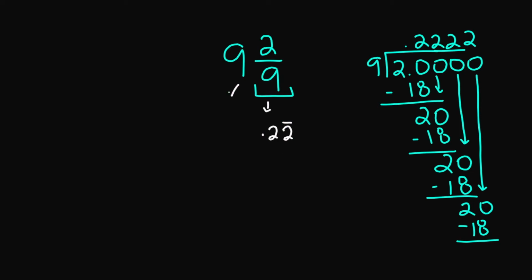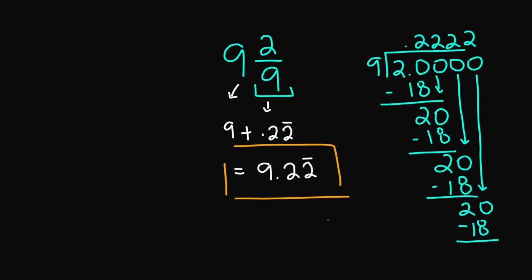So now I'm going to bring my 9 down. So you have 9 plus 0.222 repeating. So your answer is going to be 9.2 with a line over the 2, indicating that the number 2 is repeating. So this is your final answer.